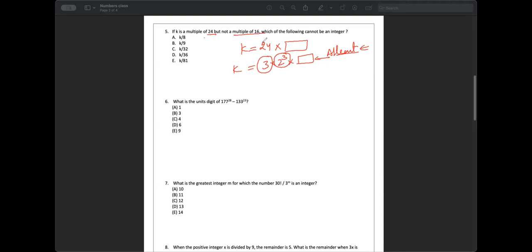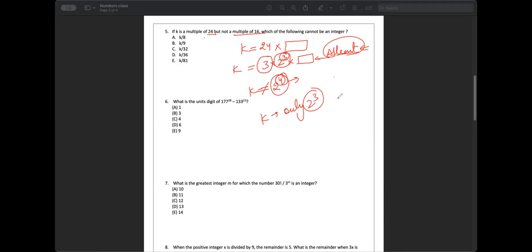But it's not a multiple of 16. That means it doesn't have 2 raised to power 4. So the minimum power of 2 that it has is 2 raised to power 3, but it doesn't have 2 raised to power 4. That means K has only 2 raised to power 3. Getting my point, everyone? K doesn't have 2 raised to power 4. If K had 2 raised to power 4, it would be a multiple of 16 as well. 16 is 2 raised to power 4.